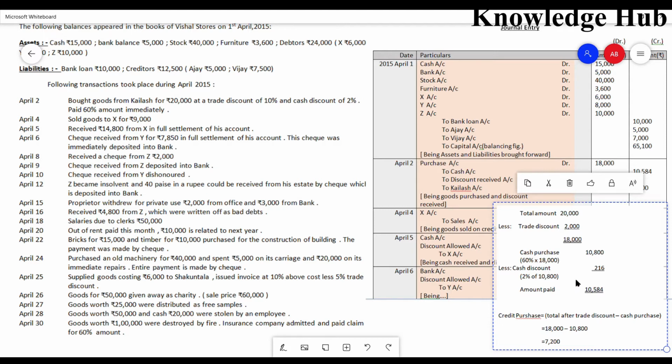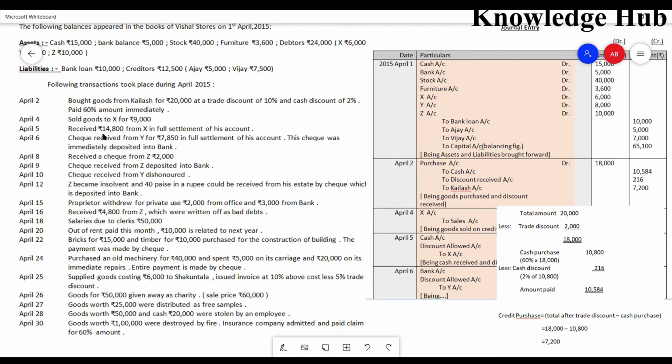Now rest, again the 40%, that is my credit purchase. So what is my credit purchase amount? My credit purchase will be the total after my trade discount minus my cash purchase. So it stands at 7,200. Now let us have a look into our journal entry.